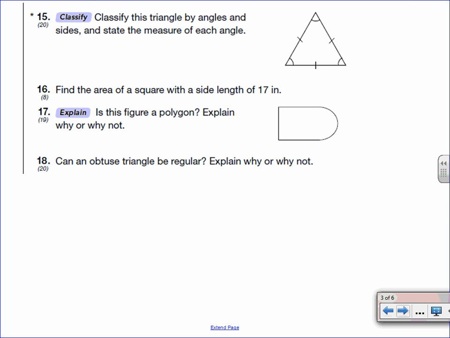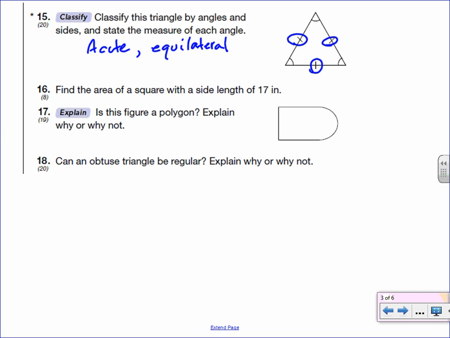Classify this triangle by angles and sides and state the measure of each angle. So by angles, every angle is less than 90 degrees, which means that it's an acute triangle. By sides, these tick marks tell us that all 3 sides are the same length. That means it is an equilateral triangle. Lateral means side, equa means equal, obviously.